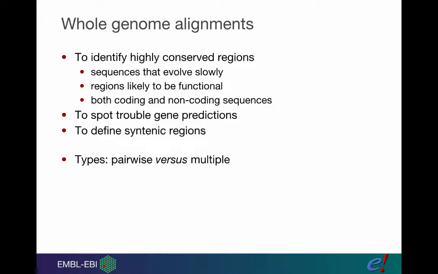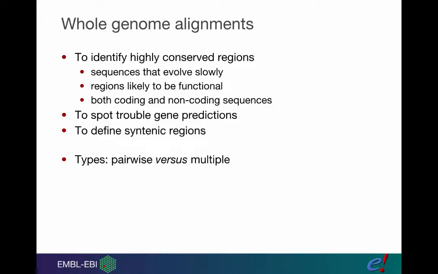Highly conserved regions can be both coding and non-coding. We do find them predominantly in coding regions, but sometimes we also find non-coding regions that are highly conserved. We can also use it to troubleshoot gene predictions. We can align regions between species and say, well, that gene is there and that gene is there, so that should probably be matched up. And we can define syntenic regions.